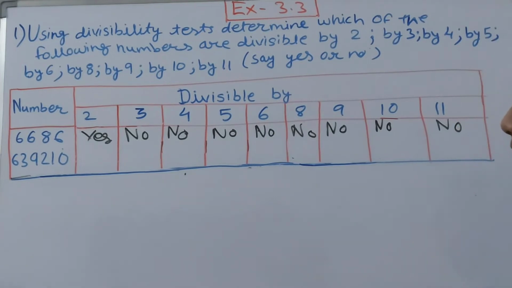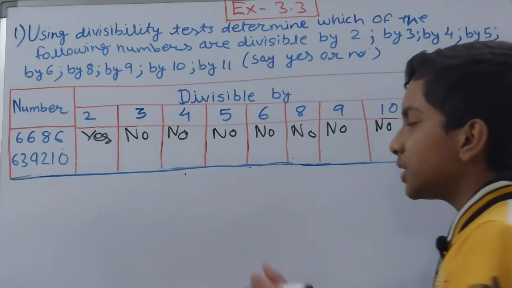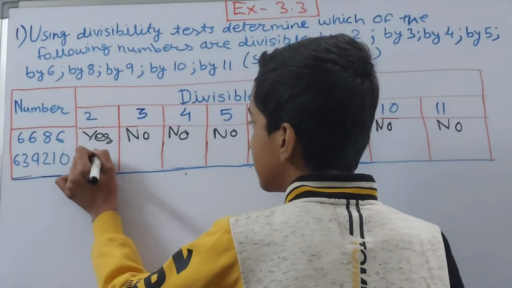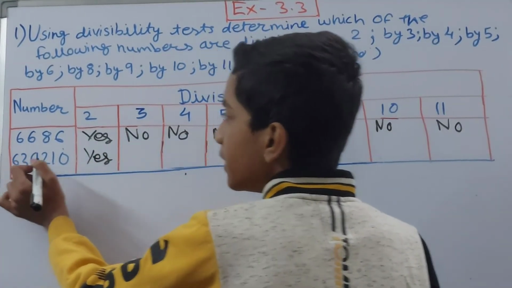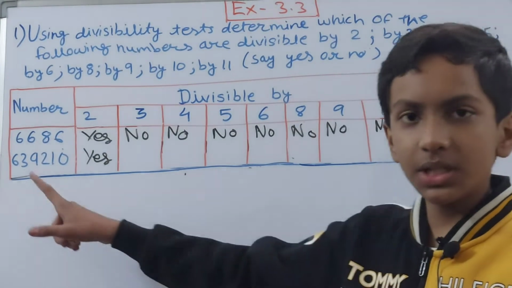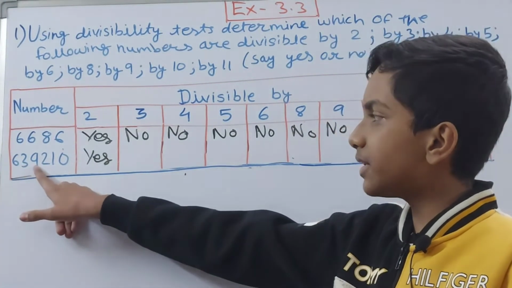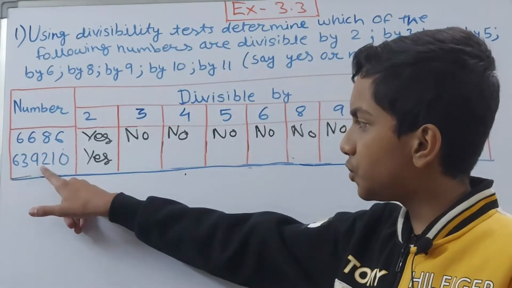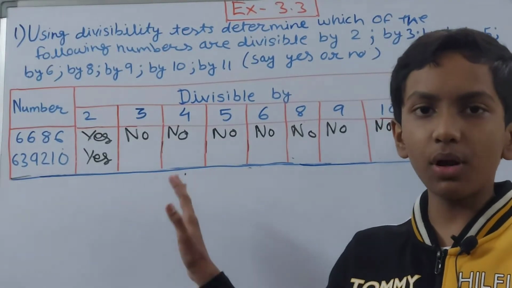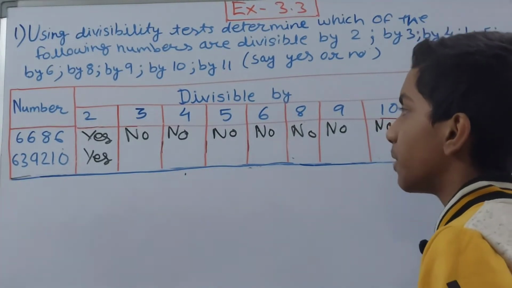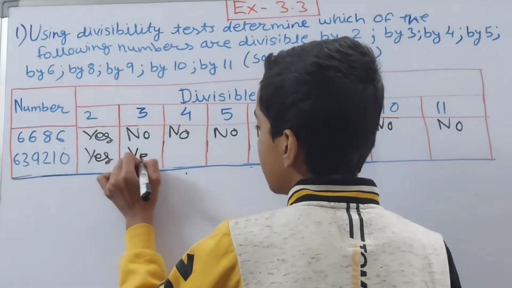Next number, 639210. From 2 we start, we have 0, so it is divisible by 2. Yes. And then we have 3. So you add these digits, 6 plus 3 is 9, and then 9 plus 9 is 18, plus 2 is 20, and 1 is 21. Is 21 a multiple of 3? Yes, it is a multiple of 3. So we will put yes here.